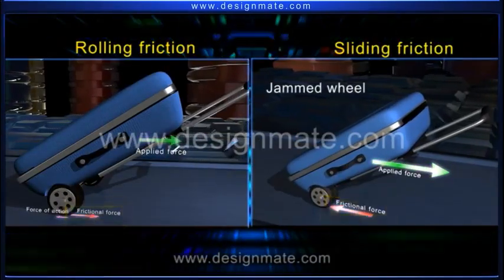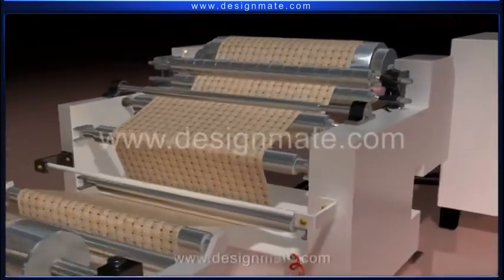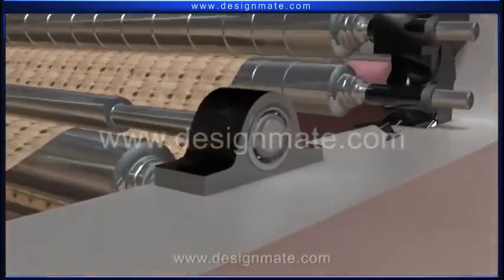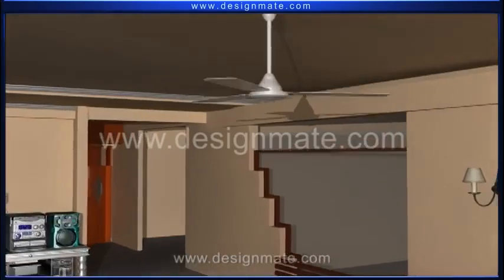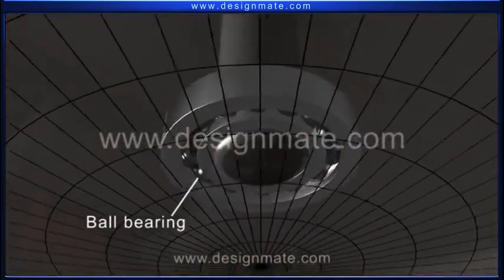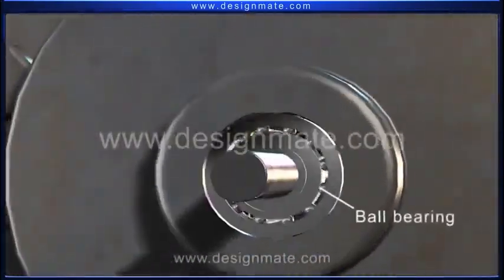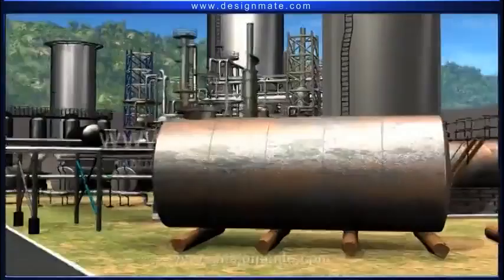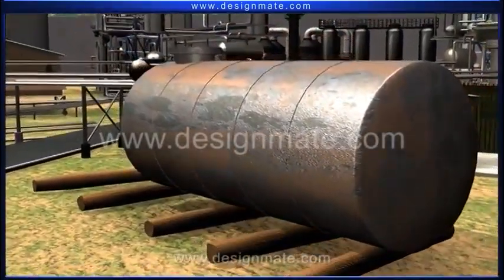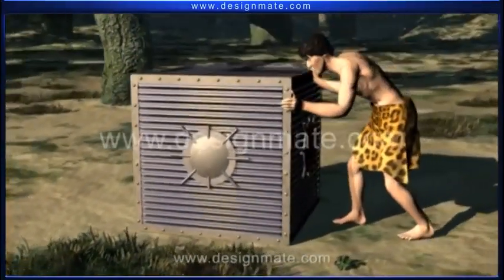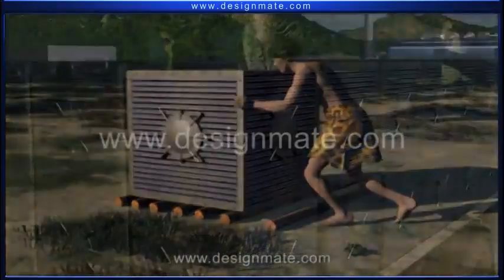As the rolling friction is much smaller than the sliding friction, in most of the machines, sliding is replaced by rolling with the help of ball bearings. Common examples are fans, motors, etc. You may have seen a heavy object being moved by placing logs under it. Now we are in a position to understand why the invention of the wheel is considered as revolution in the progress of mankind.